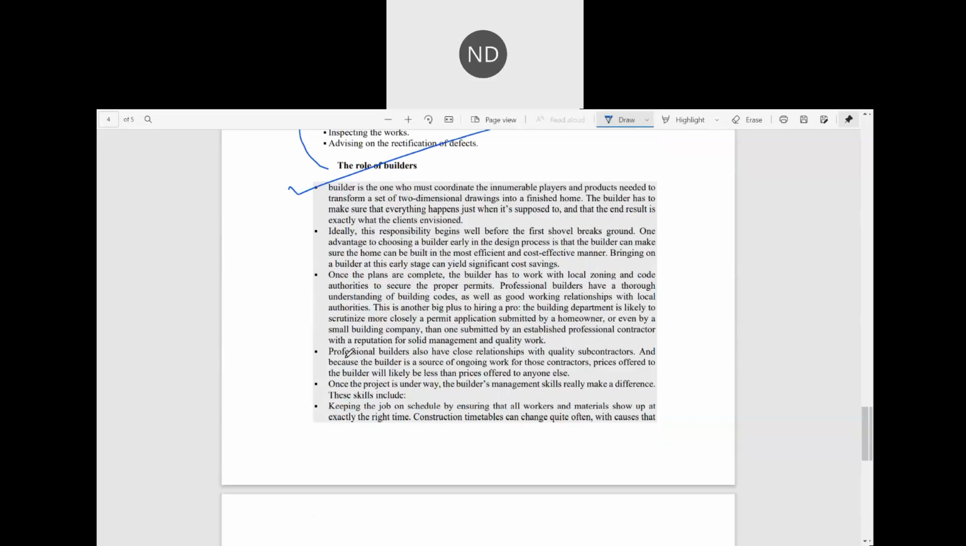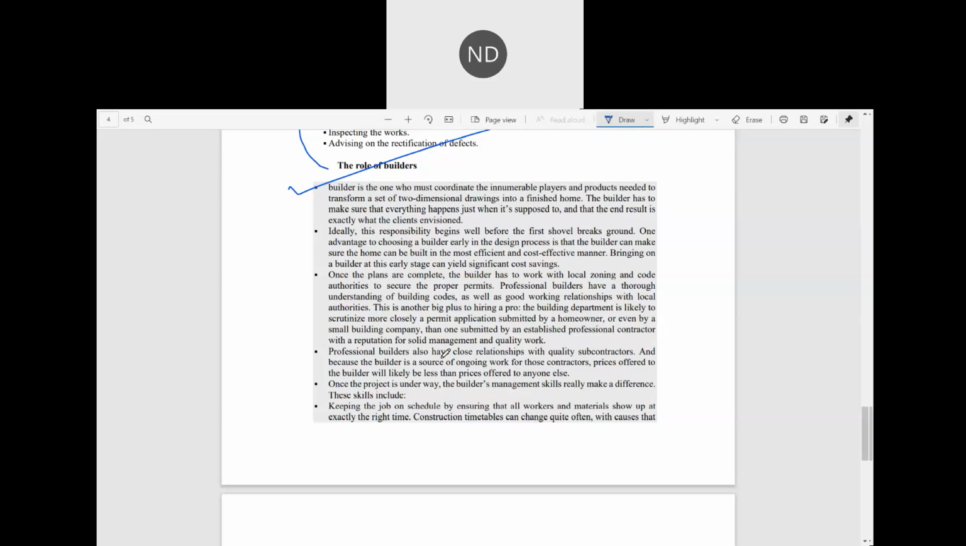So builders work with this. Builders have to make sure that everything happens right; ideally this responsibility begins well before the first shovel breaks ground. Once the plans are complete, the builder has to work with local zoning and board authorities. Professional builders also have close relationships. The builder's work is that they will take the contract, and then they are going to build the building for them.